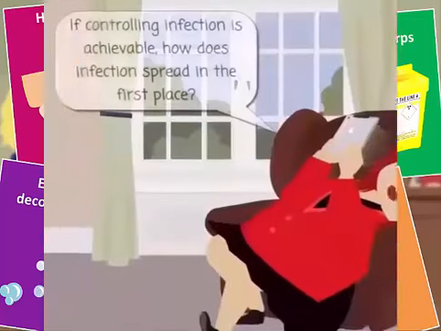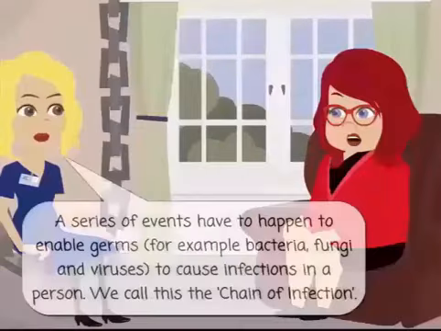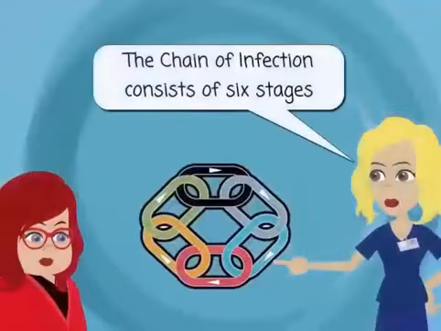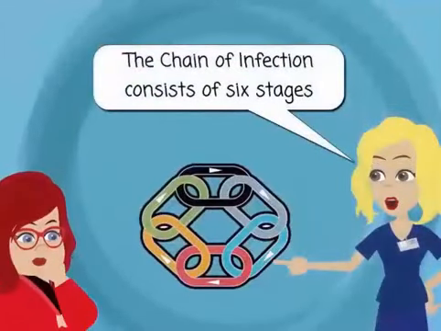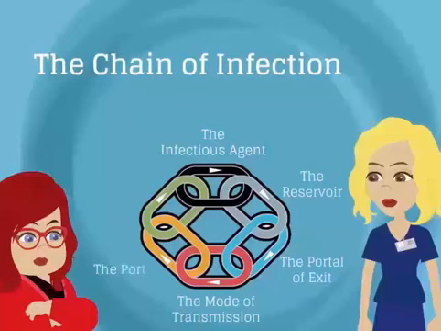The question to start us off is, if controlling infection is achievable, how does infection spread in the first place? Well, it takes a series of events that have to happen to enable germs to cause infections in a person. We call this the chain of infection. The chain of infection consists of 6 stages: the infectious agent, the reservoir, the portal of exit, the mode of transmission, the portal of entry, and the susceptible host.